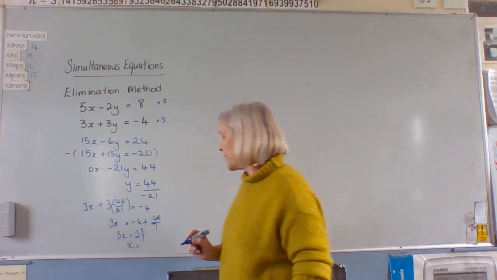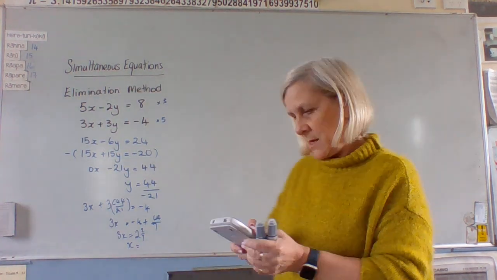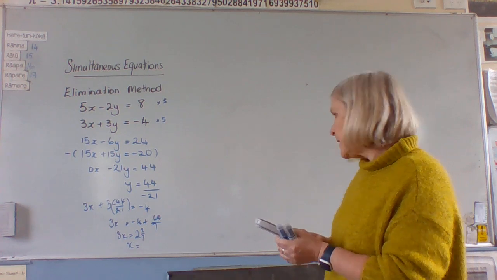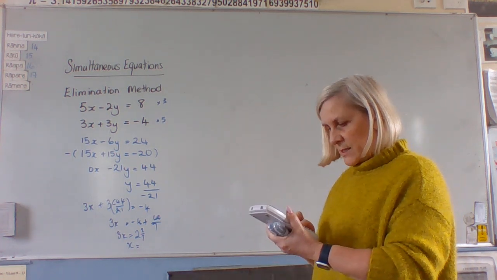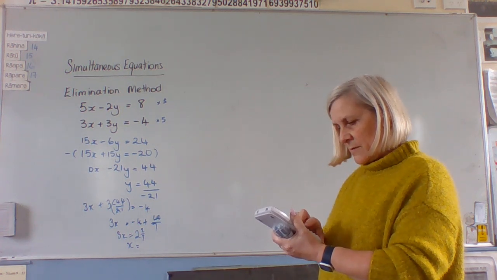And then we'll divide by 3 and we'll get the answer. I'm going to grab my calculator because we're not getting very fast on this. So, we've got negative 4 plus 44 over 7.